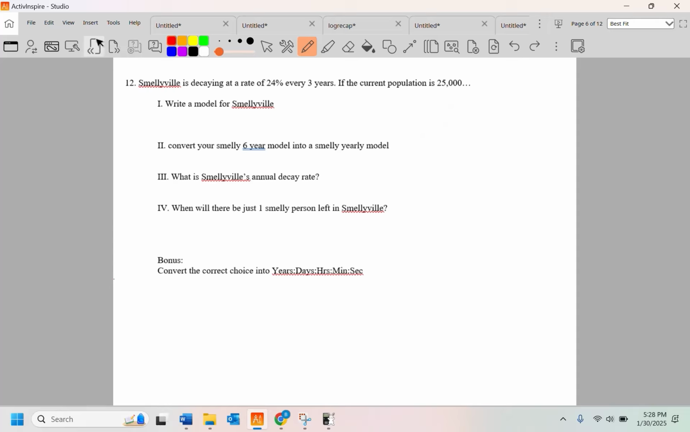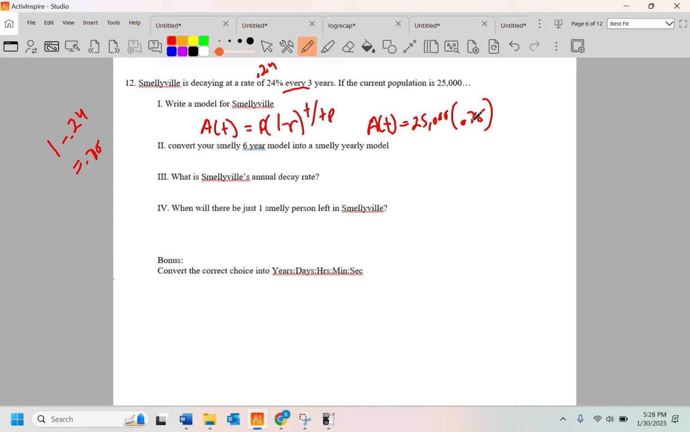So Smellyville is decaying at a rate of 24% every 3 years. If the current population is 25,000 Smellvillians, write a model for Smellyville. So the amount after time passes is the principal times 1 minus r, because it is decaying, to the t over this time period. That's your model, okay? That's the kicker right there. So the amount after time passes is the principal of 25,000 times 1 minus 0.24, which is 0.76, to the t over 3, because it happens every 3 years.